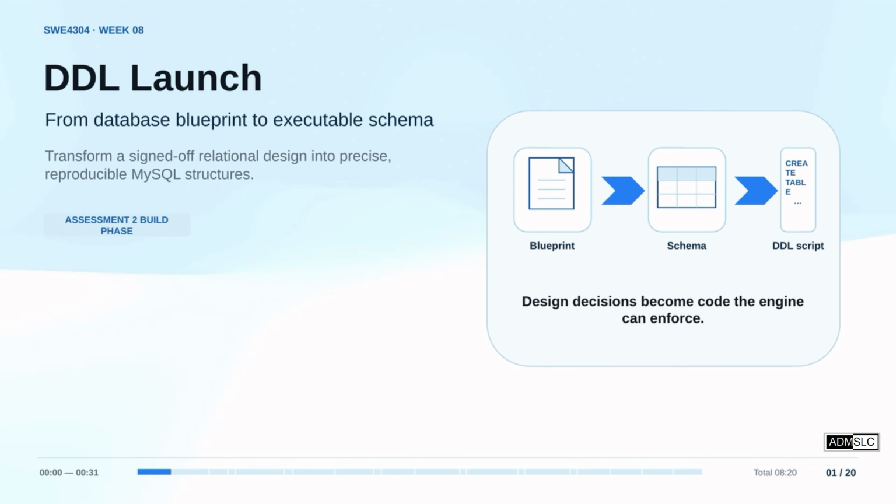Welcome back, everyone, to this explainer. Today marks a massive pivot point in the SWE4304 module. You've officially finished your Assessment 1 blueprints, which means you spent hours upon hours capturing detailed requirements, mapping out those complex entity relationship diagrams, and meticulously normalizing your data to third normal form. Honestly, that was a lot of heavy lifting in the conceptual space, but it's really about to pay off, because today we are officially launching the Assessment 2 build phase.